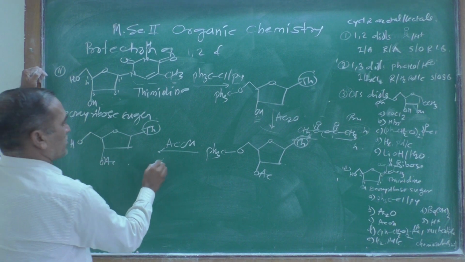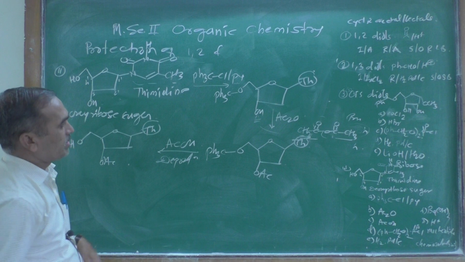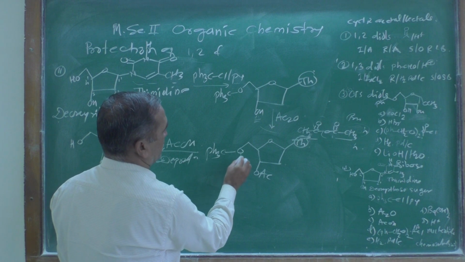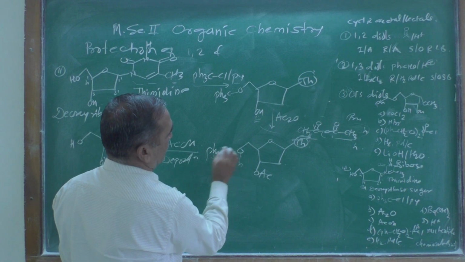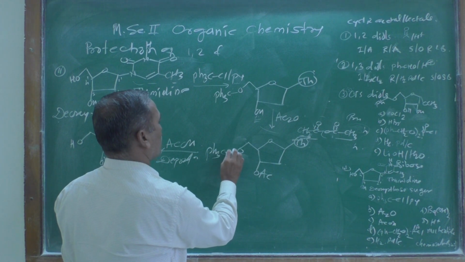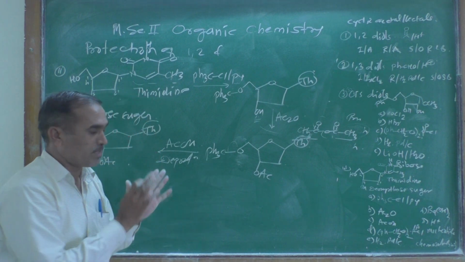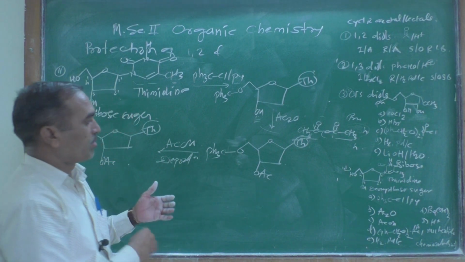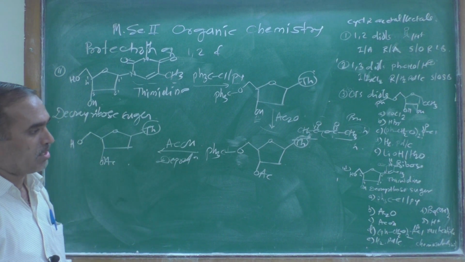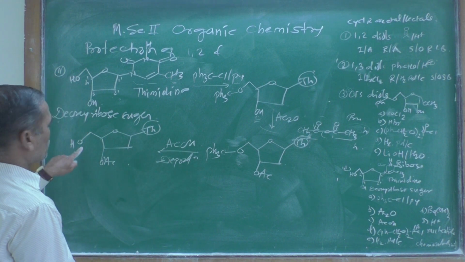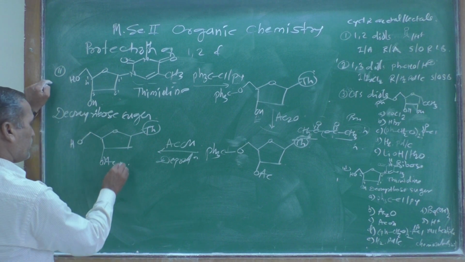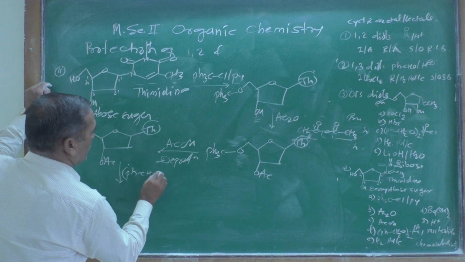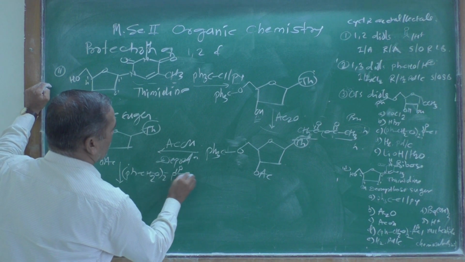Only this group gets deprotected. This is a deprotection: H plus protonates here, which becomes a positive charge, and then this bond gets cleaved, giving OH and a positive charge. That positive charge is stabilized by the three phenyl groups, and that's why it is easily cleaved. Now this group is free, and it is further treated with PhCH2O twice, P double bond O, Cl, right?